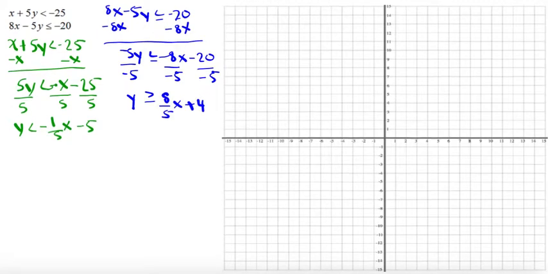Okay, so now I get to graph my inequality. My slope here is negative 1/5. My y-intercept is negative 5. So I start my graph at the y-intercept at negative 5. My slope tells me to go down 1, to the right 5. And then to extend the graph, I go up 1 to the left 5.